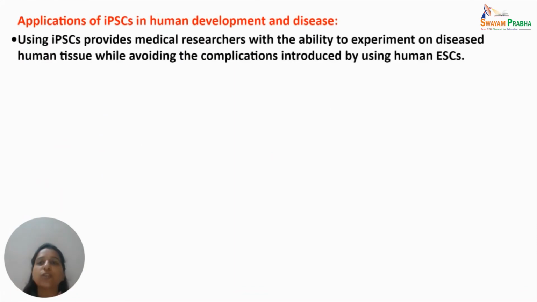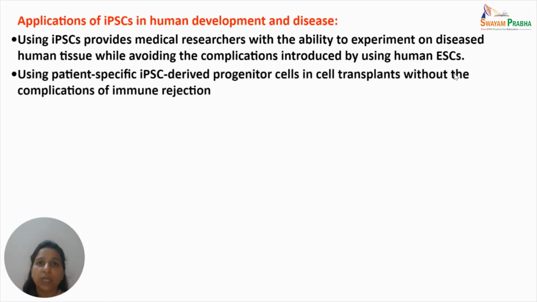Now, what are the applications of induced pluripotent stem cells in human development and disease? Using these induced pluripotent stem cells, medical researchers are able to experiment on diseased human tissues while avoiding the complications which are introduced by using human embryonic stem cells. Using patient-specific iPSC-derived pluripotent progenitor cells in cell transplants without the complications of immune rejection.